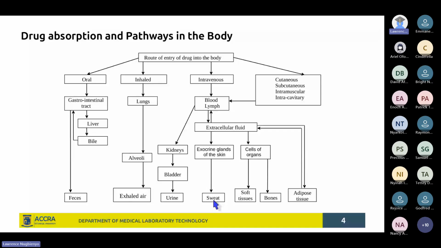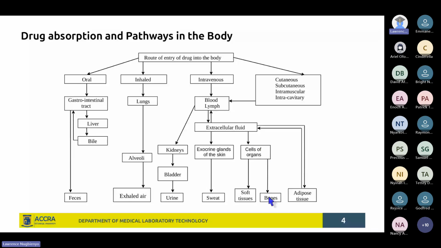You can also have drugs that, as extracellular fluid flows to different organs, can go into soft tissues like cartilages, and you have some of it getting into the bones. And this particular aspect is interesting in a way that there are some toxic substances that can get stored in the bones, and as if they are not there.